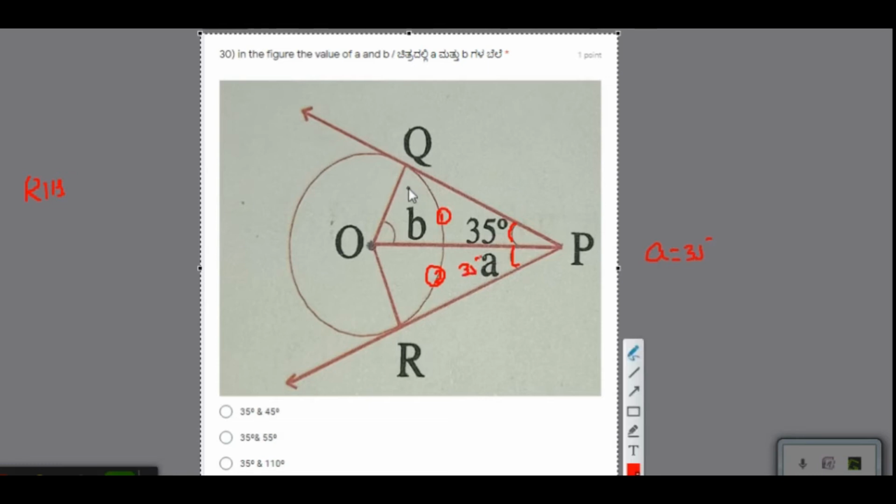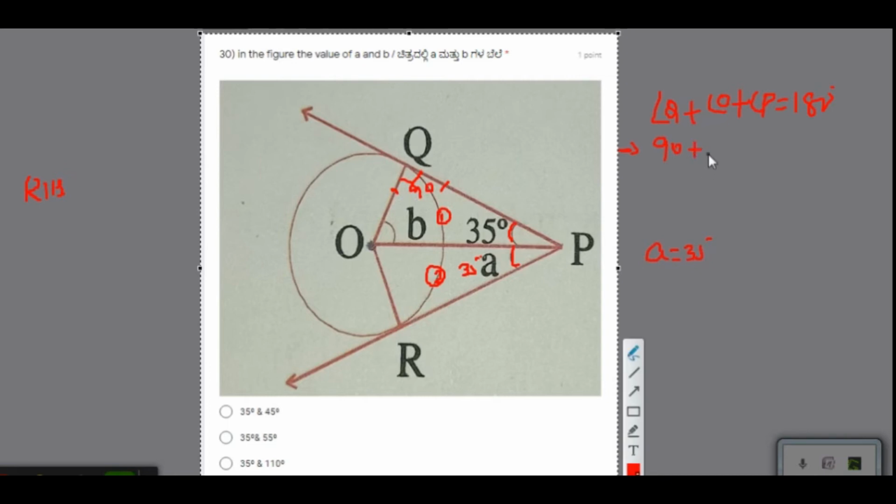So in this triangle, to find the value of B, I have to use the angle sum property. In a triangle, the sum of three angles is equal to 180 degrees. Angle Q plus angle O plus angle P should be equal to 180. We already know angle Q is 90. Do you know the reason? Yes. Radius and tangent are always perpendicular to each other. So angle Q is 90.